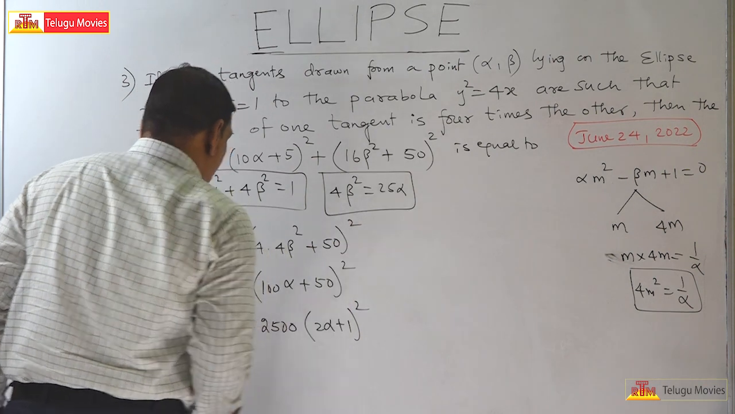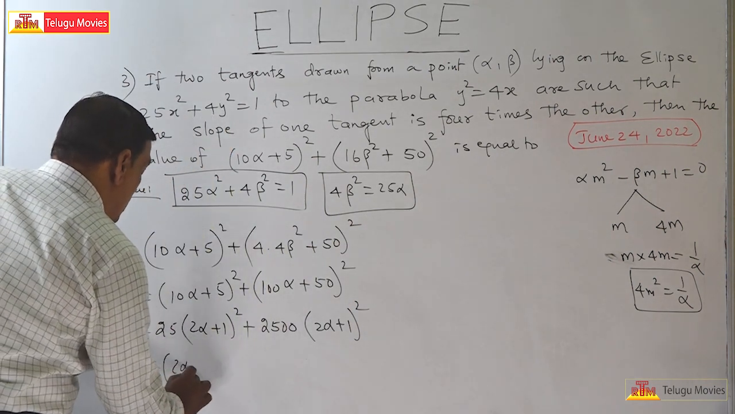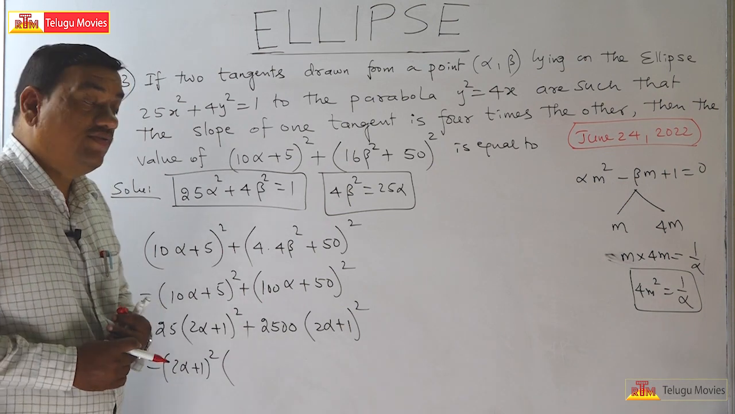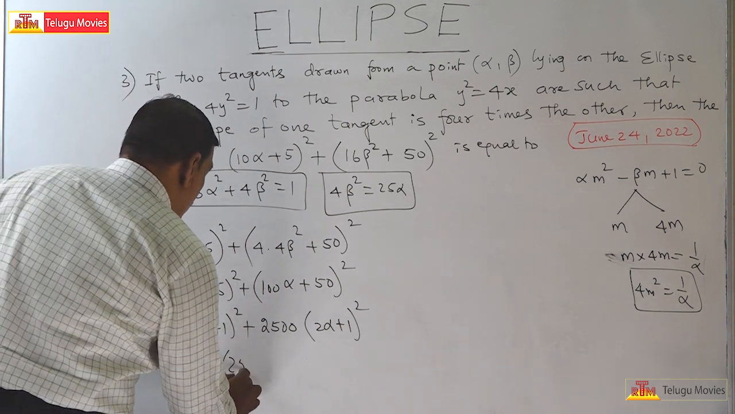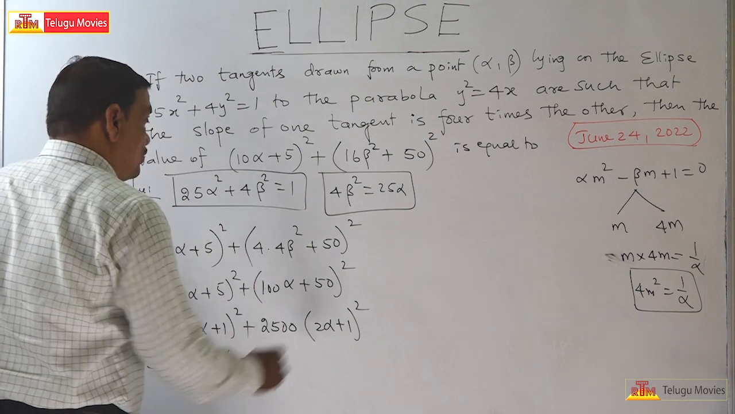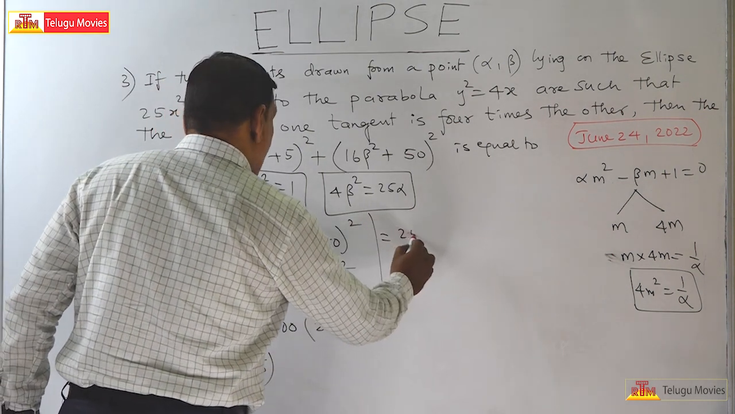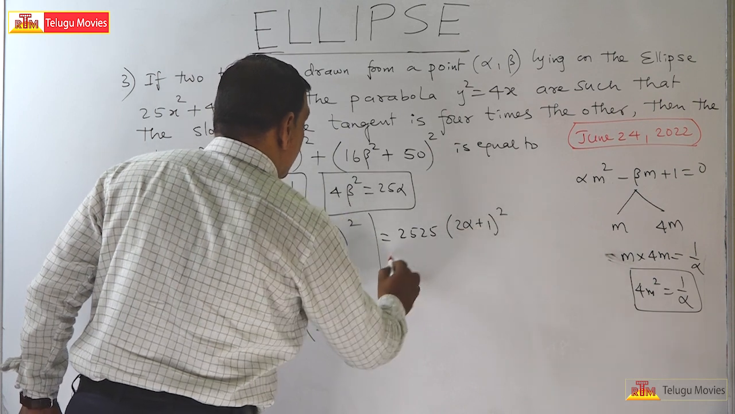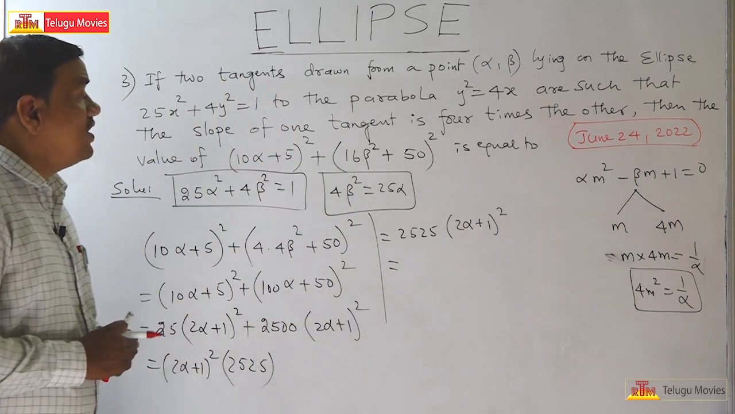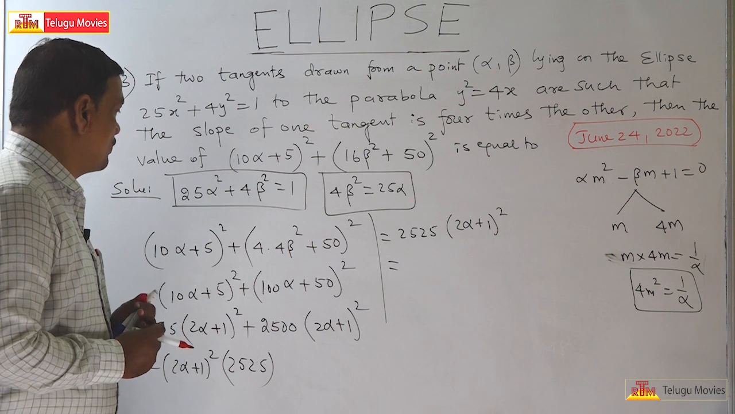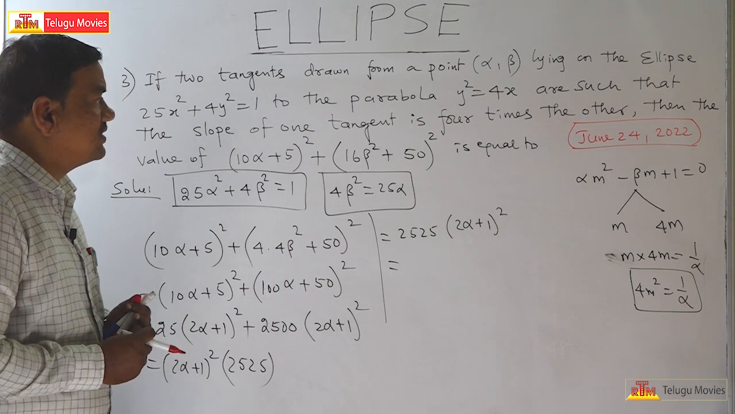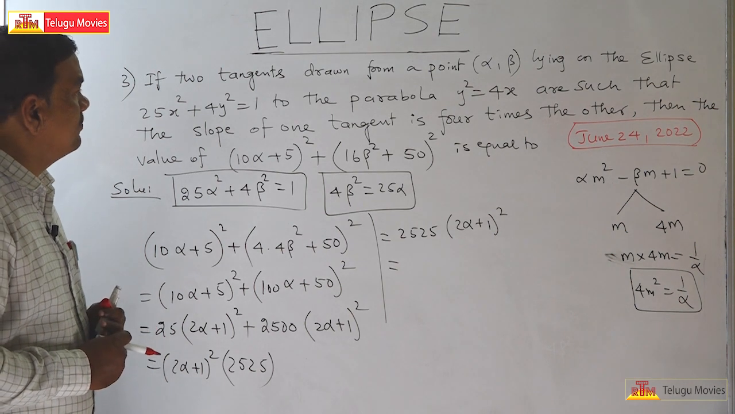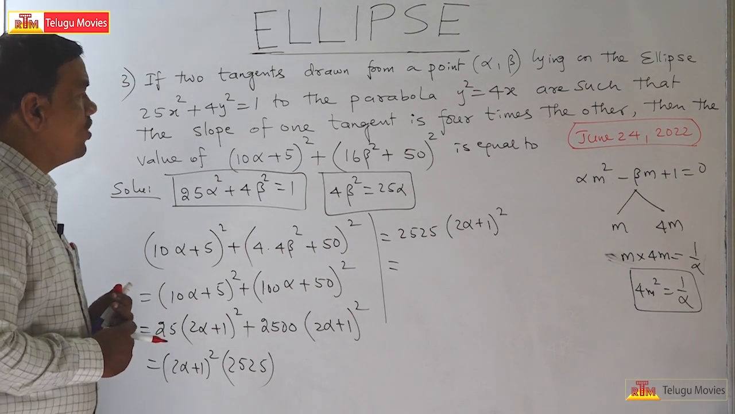Let us take 2 alpha plus 1 whole square common outside. So this is equal to 25 plus 2500, so this is 2525. So ultimately what you got is 2525 into 2 alpha plus 1 whole square. How much is the value of 2 alpha plus 1 whole square? To get this, see here in the equation, where we will get this 2 alpha plus 1.